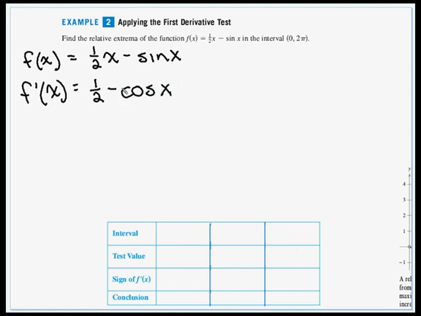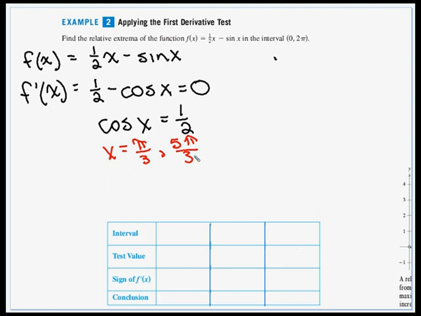So we have 1/2 minus the cos of x, and now we set that derivative equal to 0. I will add cosine to both sides, and we're going to have 1/2 equals the cos of x, or cos of x equals 1/2. I like my trig functions on the left. Now, if we think back to the unit circle, where do we have a cosine value of 1/2? Well, that occurs at x equals 1/3 pi and 5/3 pi. So there's our two critical numbers.